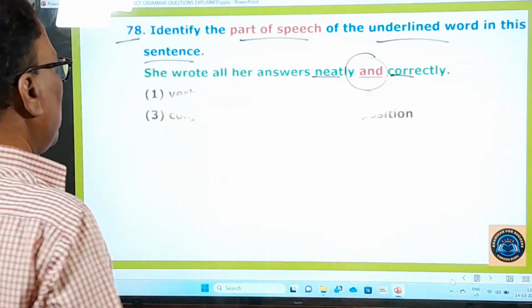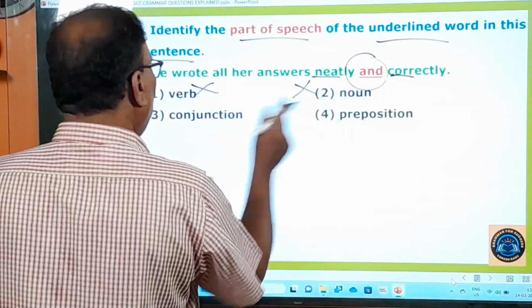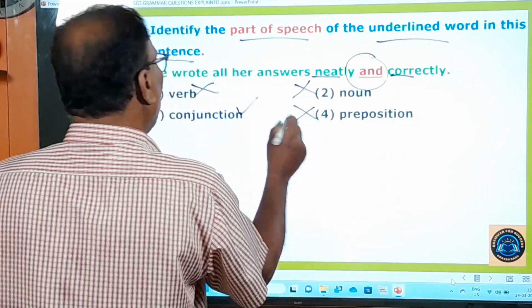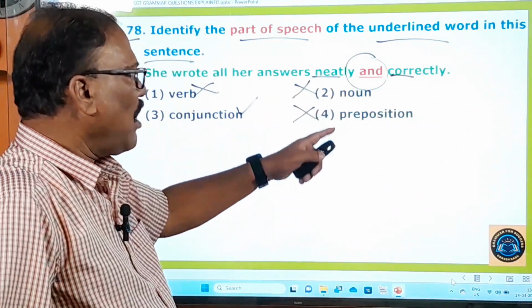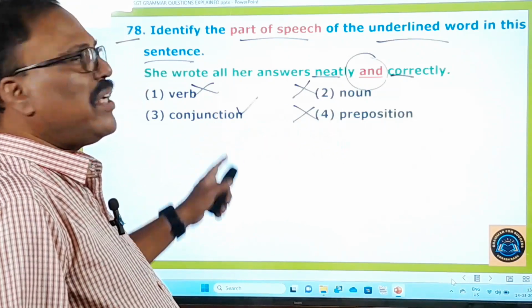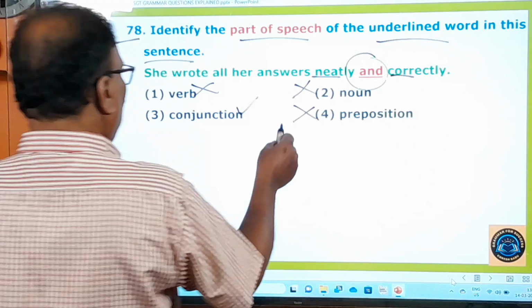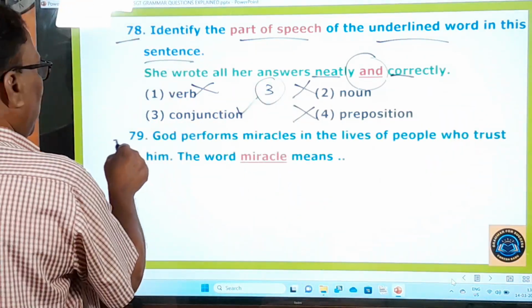And what are the options given? Verb, noun, conjunction, preposition. "And" is not a verb, you know that very well. It is not a noun, not a preposition. It's only a conjunction. Moreover, it is a coordinating conjunction. And your answer is going to be the third one, right? And now you go to the next question, the 79th one.